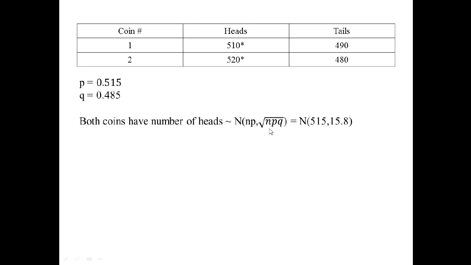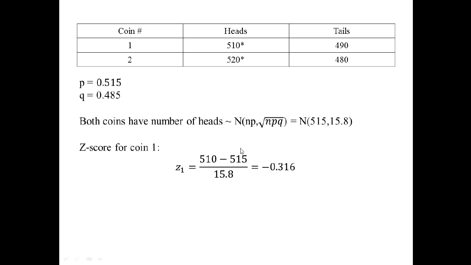And then if you want to check the calculations, the standard deviation sigma is going to be the square root of NPQ. So it's going to be the square root of 1,000 times 0.515 times 0.485. So that's approximately 15.8. So we've established that both of these random variables here in these cells are going to follow this distribution here, or at least approximately. They'll follow the normal distribution with mean 515 and standard deviation 15.8. So now let's do what I was suggesting. Let's calculate the z-scores associated with each of those two numbers, the 510 and the 520.